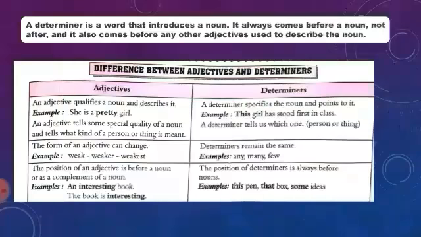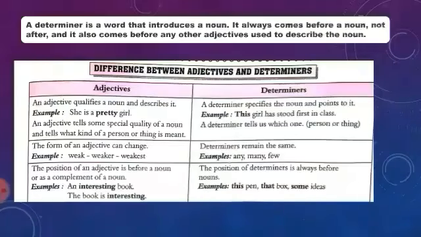Third point of the adjectives. The position of an adjective is before a noun, and you can also use it as a complement of a noun. Look at example 1: an interesting book, that is used before a noun. Interesting is an adjective. Book is a noun. Second example: the book is interesting. So here it is used as a complement of a noun.